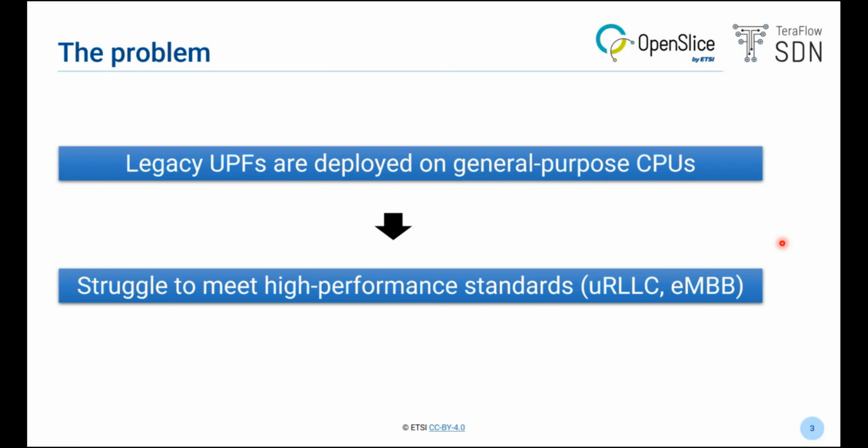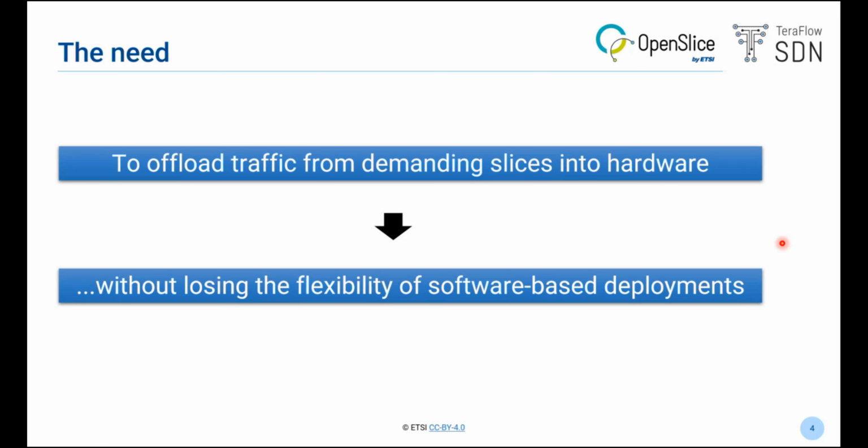So as you may know, legacy UPFs are deployed on commodity hardware nowadays, and this can be a bit restrictive sometimes in terms of performance when you want to meet high performance standards like ultra low latency slices or high throughput slices. So the need is basically to find a way to offload traffic for those demanding slices into the hardware and achieve higher performance, but without losing the flexibility that software-based deployments offer.